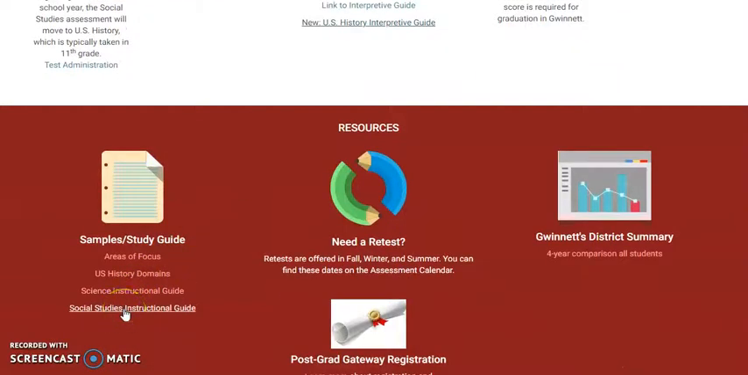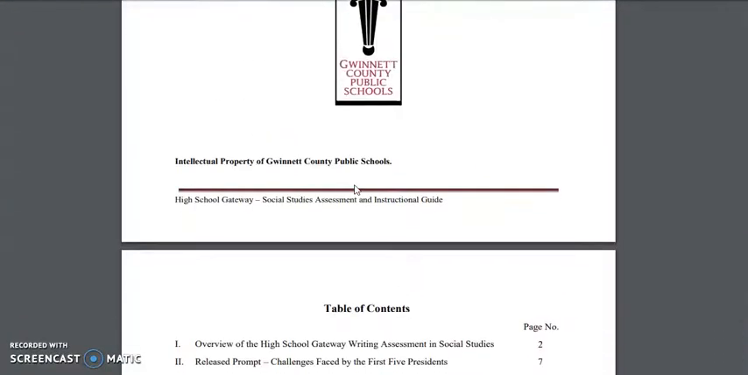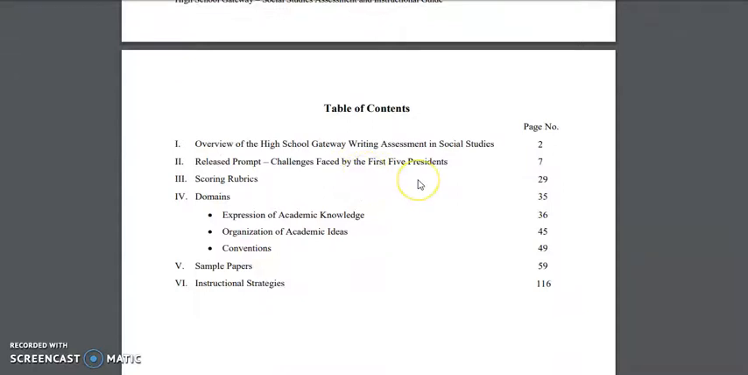And then down at the bottom here, the Social Studies Instructional Guide. This is great because it has newly released prompts for these topics. It has the scoring rubrics that we're going to look at today. It has the 3 domains. Previously there was 4 domains. There's only 3 now: the expression of academic knowledge, organization of academic ideas, and conventions. But this document also has sample papers in it. And that can be pretty beneficial as you're thinking about this work. And then it ends with some instructional strategies as well.